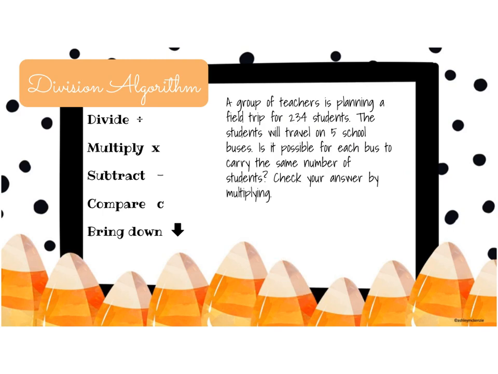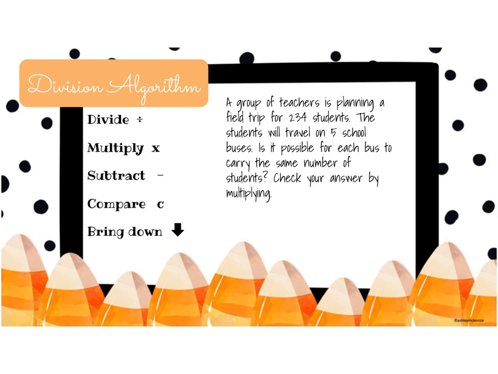Okay, here's our next problem. This time I want you to try it on your own, on your whiteboard. Then we'll check over it step by step. The problem says, A group of teachers is planning a field trip for 234 students. The students will travel on 5 school buses. Is it possible for each bus to carry the same number of students? Check your answer by multiplying. So first solve it, then check your answer.